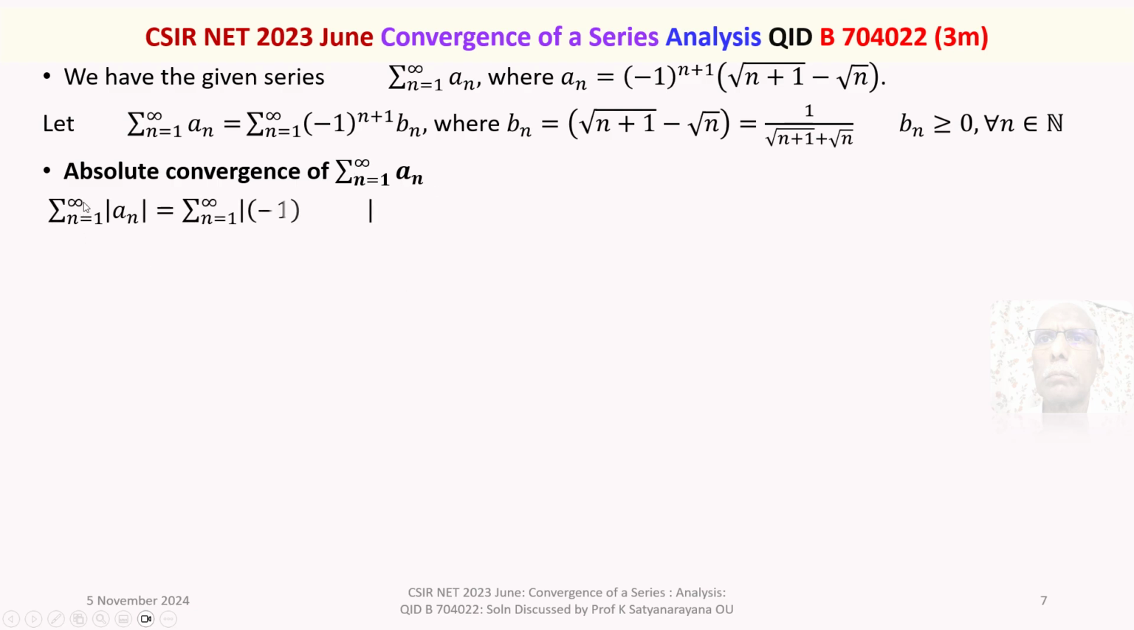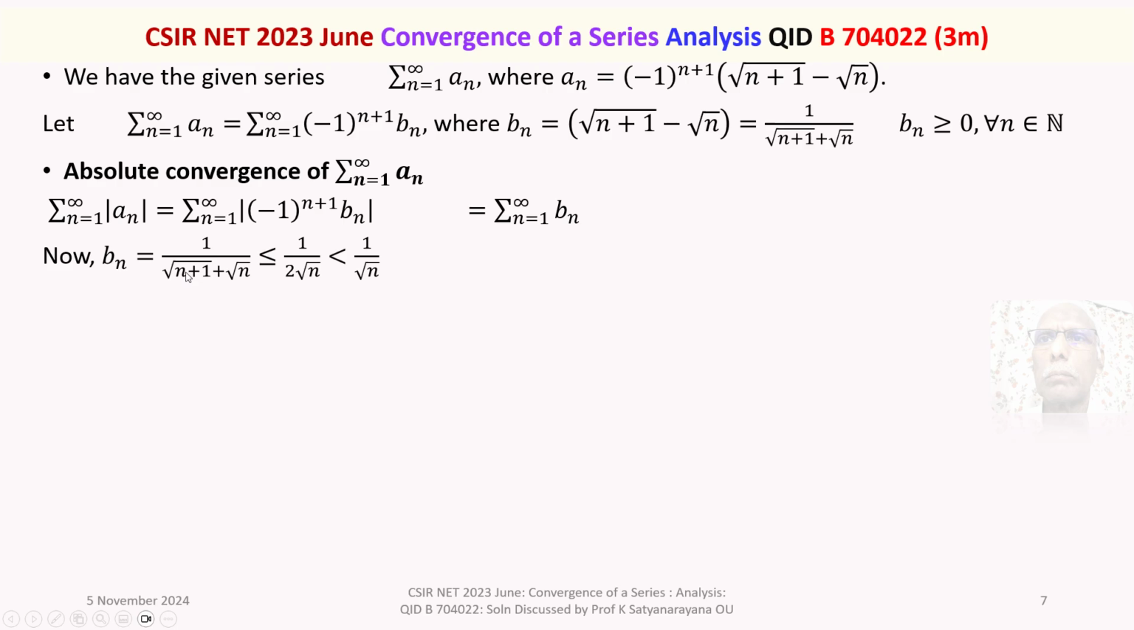So, sigma n equals 1 to infinity mod an is equal to sigma n equals 1 to infinity mod of (-1)^(n+1) times bn. When you take the modulus, it will be sigma n equals 1 to infinity bn, because the bn's are positive. Right. So now bn is what?